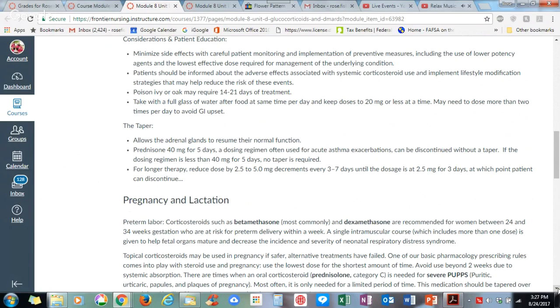Prednisone 40 milligrams for 5 days, a dosing regimen often used for acute asthma exacerbations, can be discontinued without a taper. If the dosing regimen is less than 40 milligrams for 5 days, no taper is required. For longer therapy, reduce dose by 2.5 to 5 milligram decrements every 3 to 7 days until dosage is at 2.5 milligrams for 3 days, at which point the patient may discontinue.